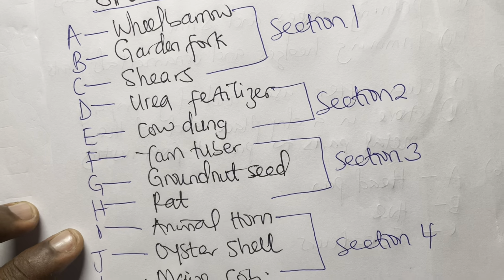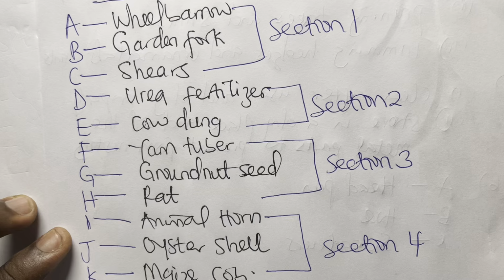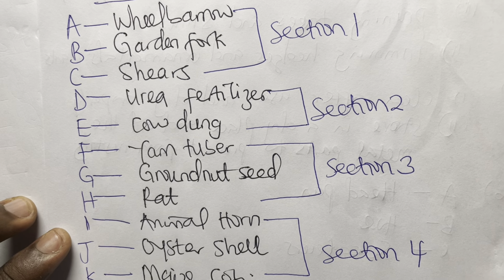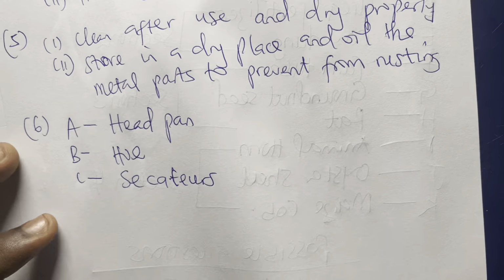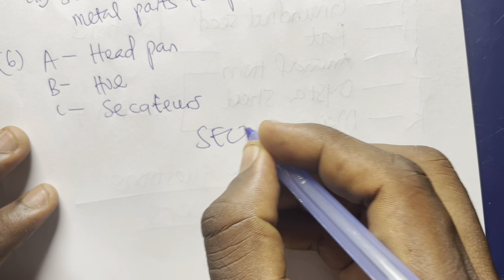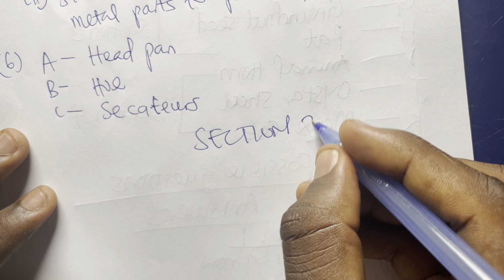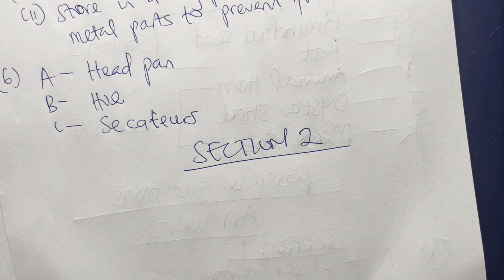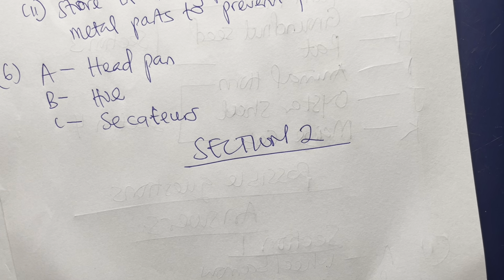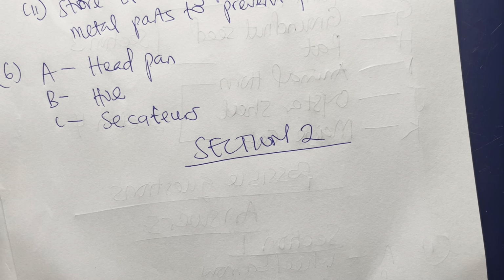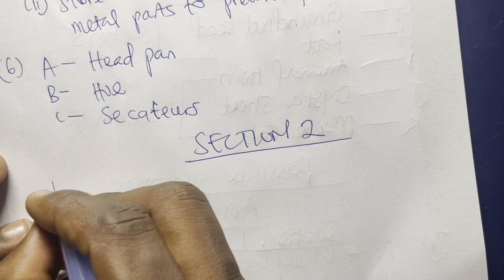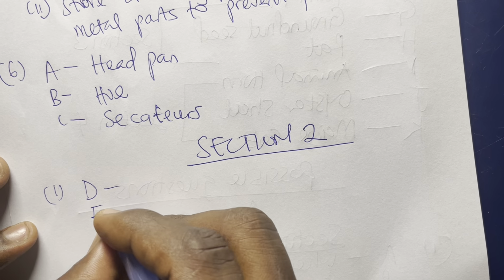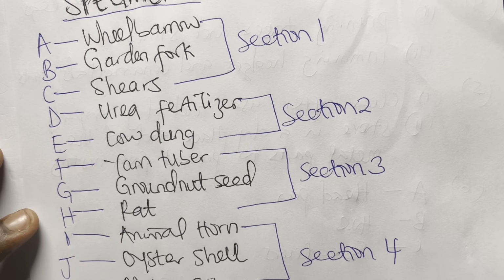Now let's move to section B or section 2, anyone you call it. Section 2 says that specimen D and E, which is urea fertilizer and cow dung. So what are the possible questions they can ask you based on this section 2? Firstly, they will ask you to identify specimen D and E. That's the first thing. So identify specimen D and E is already here. Just copy the name from here. That is urea fertilizer and cow dung.